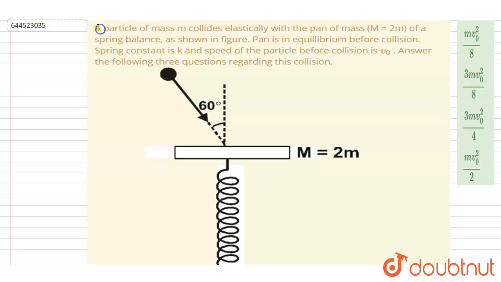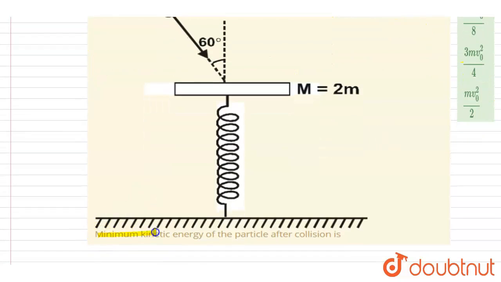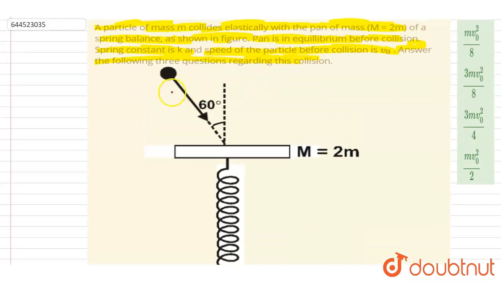In this question, it is said that a particle of mass m collides elastically with the pan of mass M equals 2 times small m of a spring balance, as shown in the figure. The pan is in equilibrium before the collision. The spring constant is k and the speed of the particle before the collision is v0. Answer the following question. You have to find the minimum kinetic energy of the particle after the collision. This particle will have how much minimum kinetic energy after the collision?